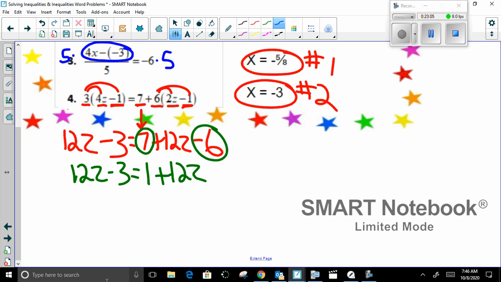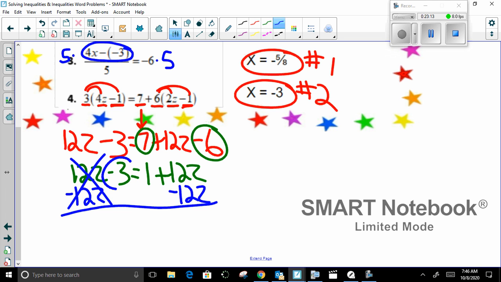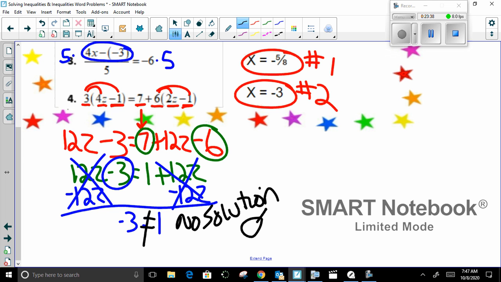Usually I bring smaller to larger, but they're the same. So if I do the opposite of positive 12z, what's going to end up happening? They cancel to 0, and I'm left with negative 3 on the left. They cancel to 0, and I'm left with positive 1 on the right. Remember, when your variables disappear, it's either going to be a true statement or a false statement. Does negative 3 equal 1? No, it doesn't. Put a slash so you know it doesn't equal. And if it's false and it doesn't equal each other, your answer is no solution. Either write it out or put your symbol. And that means there is no number that can be plugged in for z that would satisfy this equation.